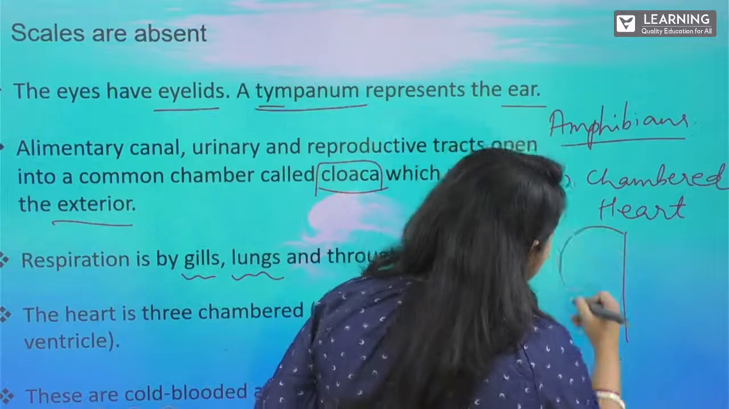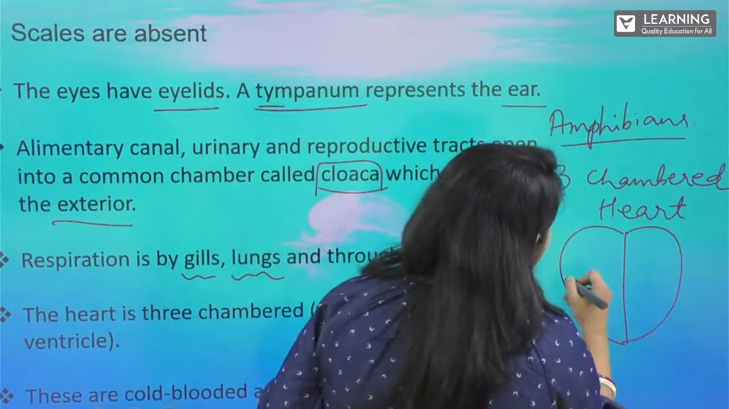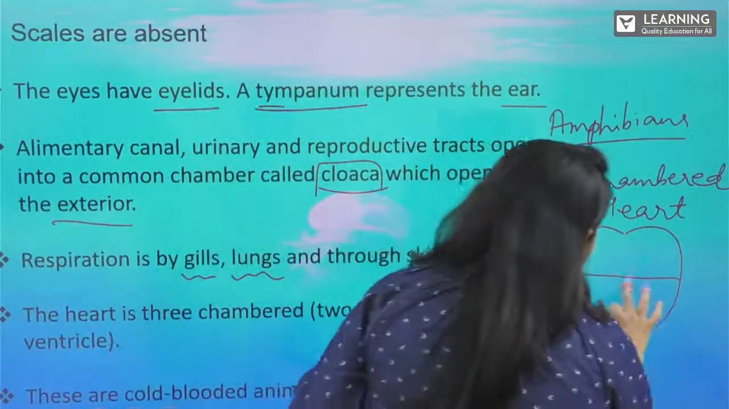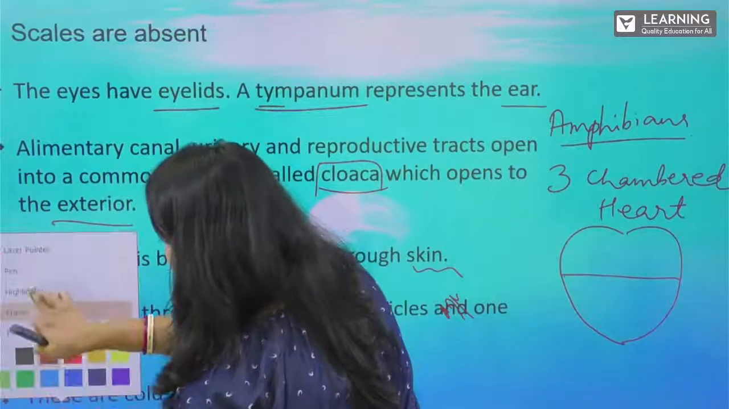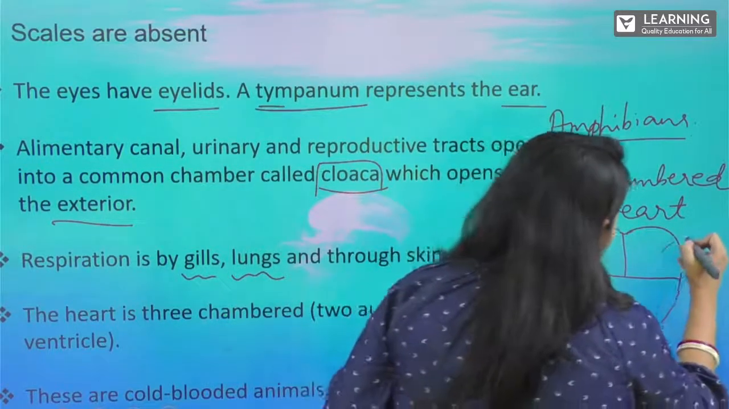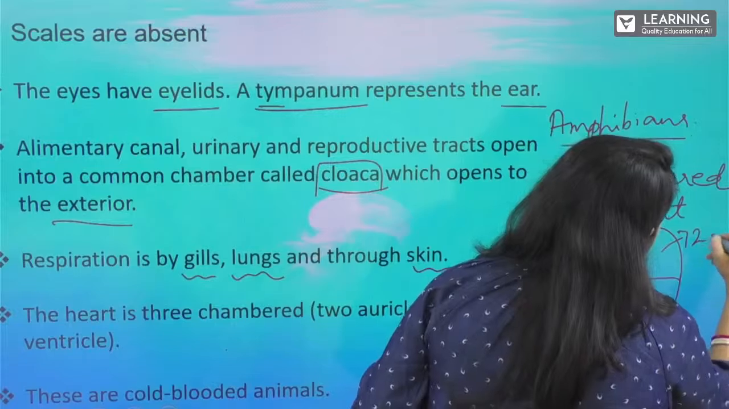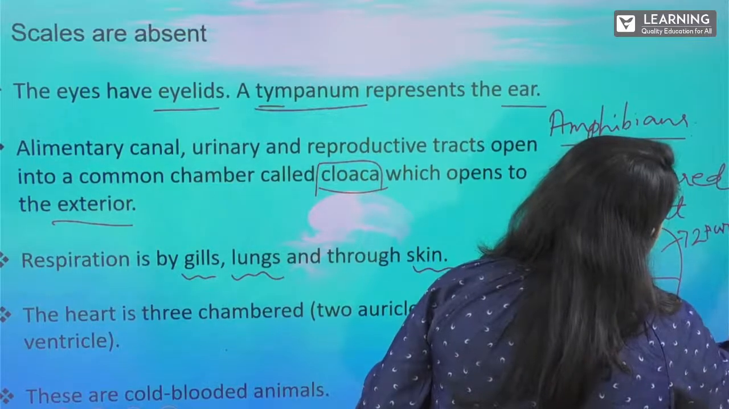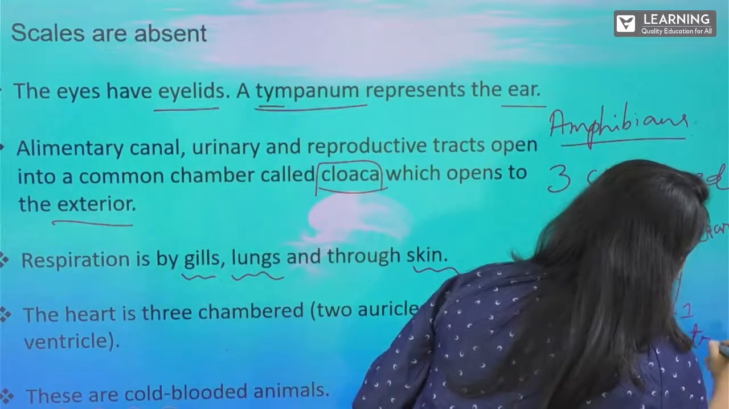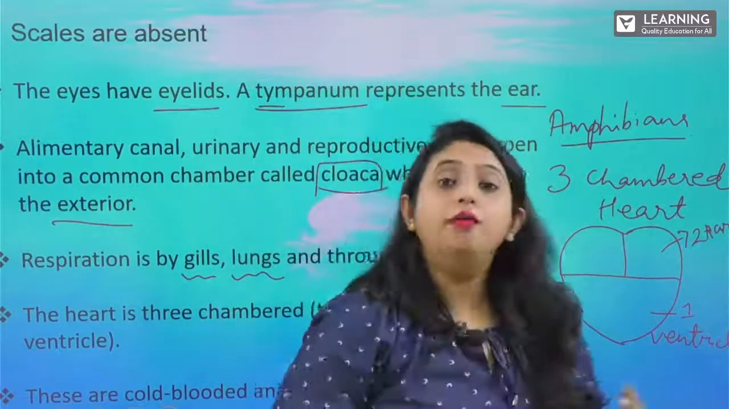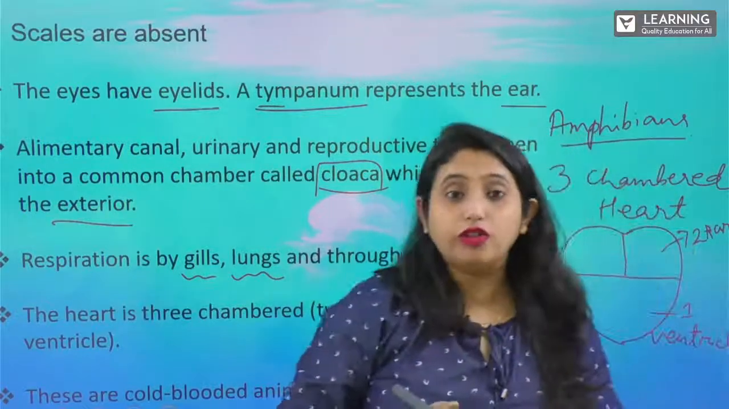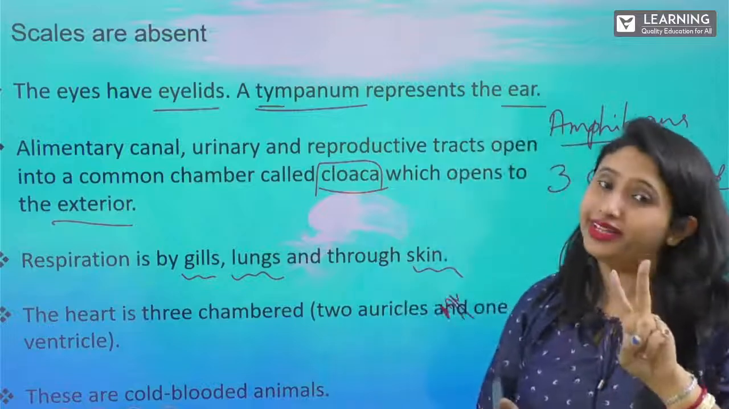How many auricles do they have? Like this, if this is the structure of the heart. So they have got two auricles, and this is one ventricle. So they have two auricles and one ventricle. Alright, so how many chambers do we have in the heart in mammals? We have four chambers. Amphibians have got a three-chambered heart, that is two auricles and one ventricle.